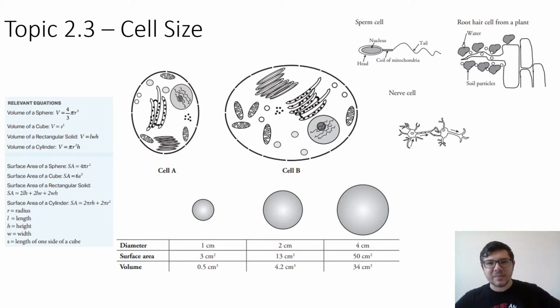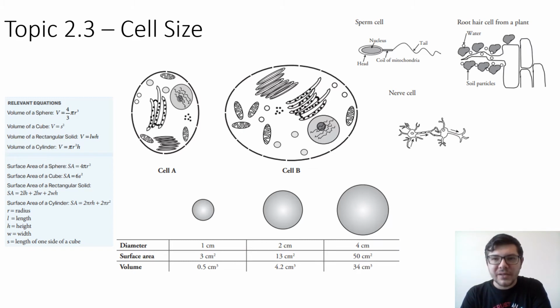So this is a specialized cell, and you can talk about how small sperm are for efficiency reasons. This is one of those points where that surface area to volume ratio is important, because there is a very large surface area to volume ratio for a sperm cell.